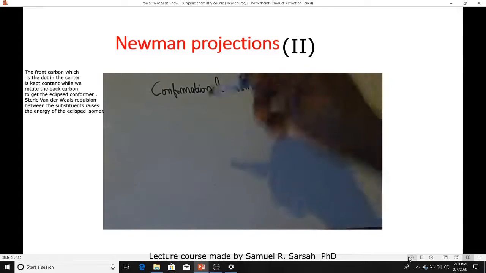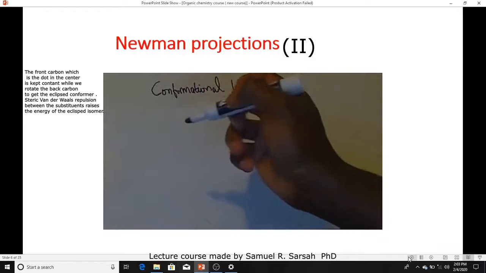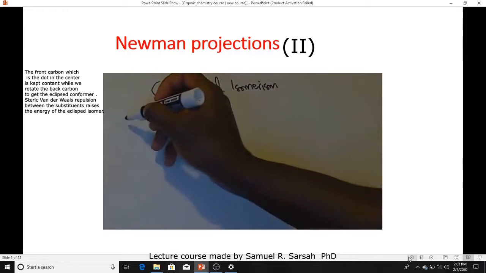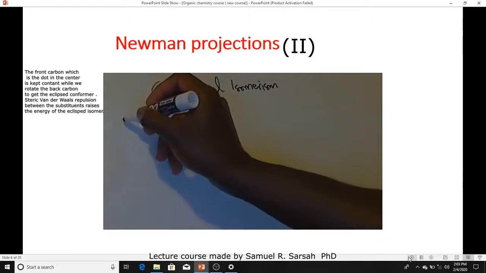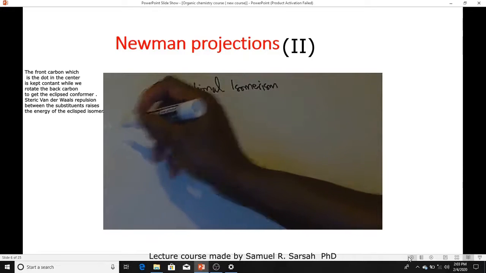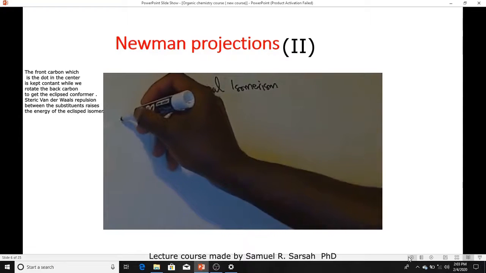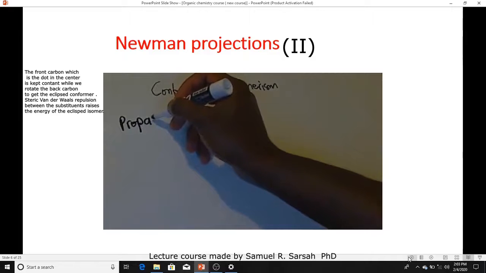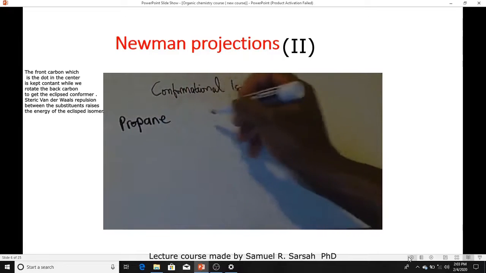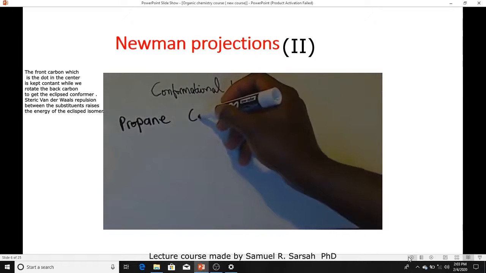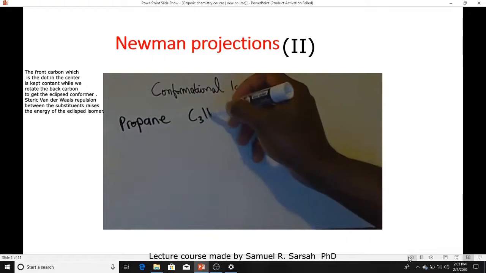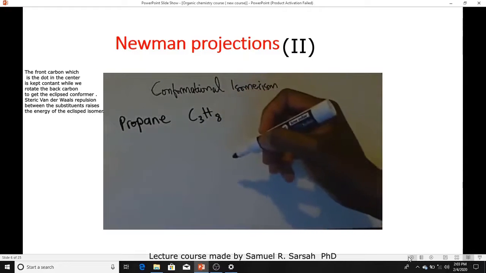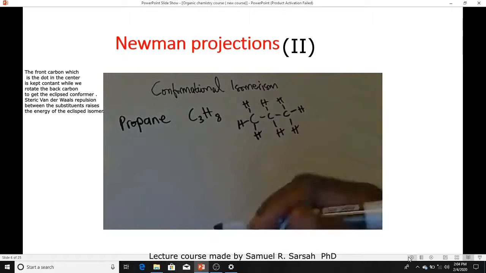Okay, so now that we know what Newman projections are, I want to do another example of conformational isomerism by using propane. Okay, this is C3H8, the formula.